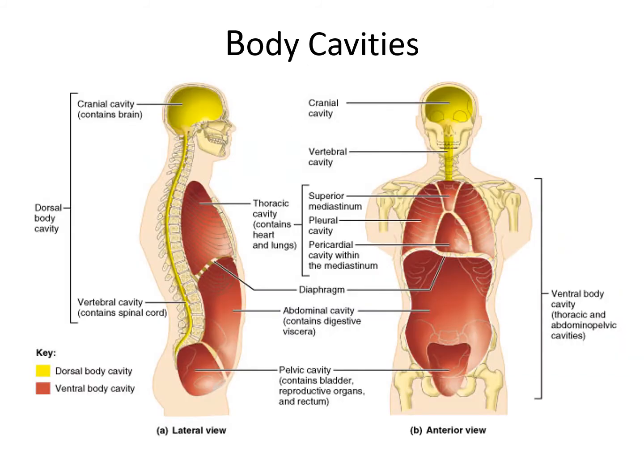Let's take a look at body cavities. We have 2 broad cavities. We have a ventral cavity, which is made up of the thoracic cavity and the abdominal pelvic cavity, and other cavities that are found within those cavities. And then we have what's sometimes called the dorsal body cavity, which is the cranial cavity that contains the brain and the vertebral cavity that contains the spinal cord.